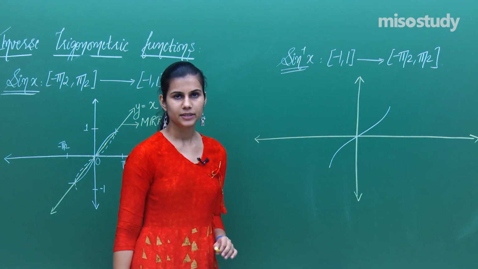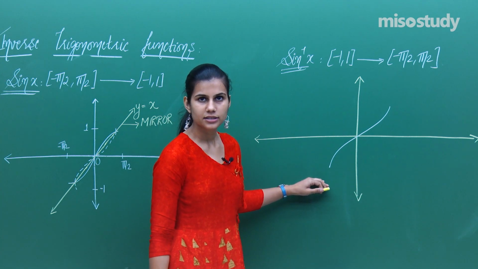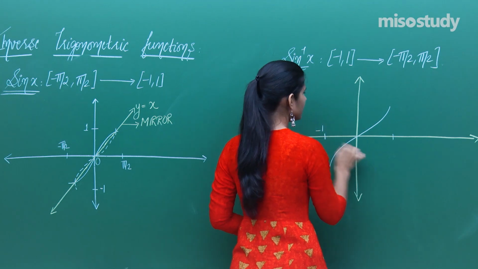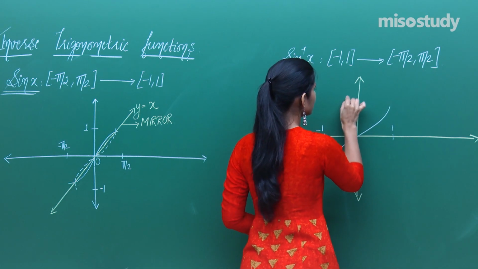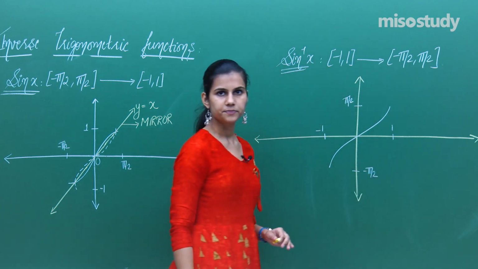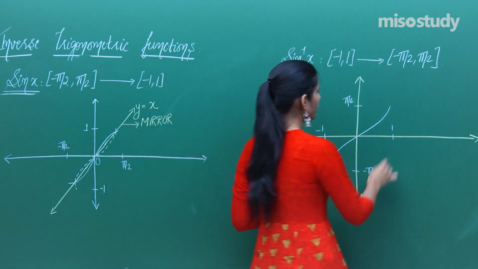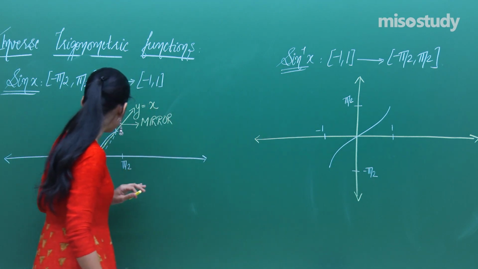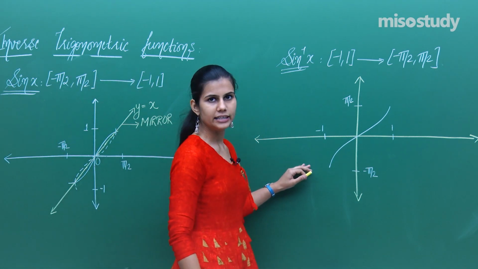That is it. This is the graph of sine inverse. What is the domain of sine inverse? It is minus 1 to 1, and the range is minus pi by 2 to pi by 2. This is the graph of the sine inverse function, and that is how you obtain the graph of sine inverse from the graph of sine.